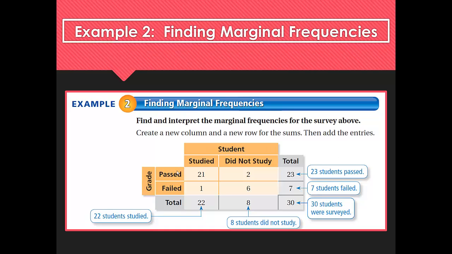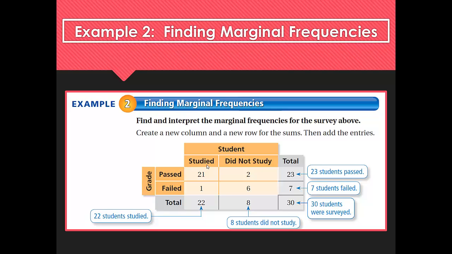So for passed, we had 21 students that studied and 2 students that did not study. So we have a total of 23 students that passed. For failed, we have 1 student that studied and 6 students that did not study, for a total of 7 students that failed. And then now we need to add up our columns.